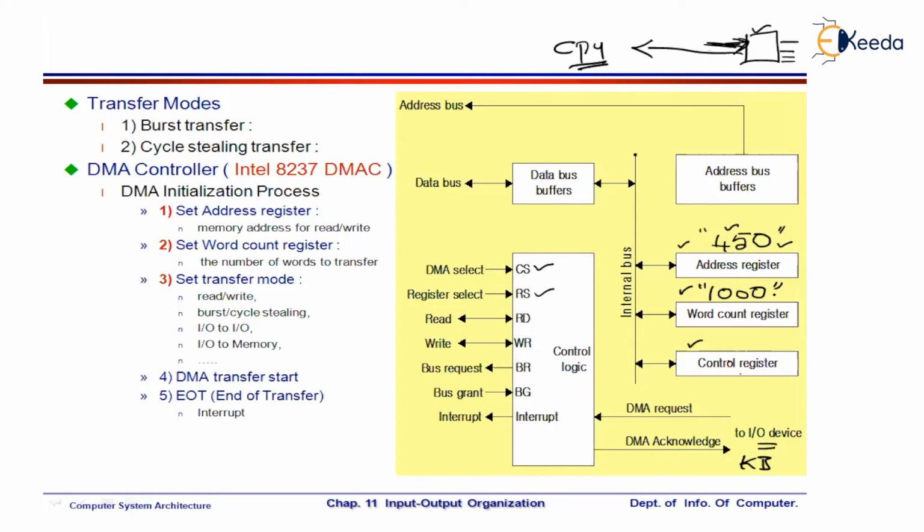Next, followed by the word count register. The word count register is going to state the number of words that are going to be transferred in this case. Finally, the control register, which states how the device has to be controlled. Okay, so it will be loaded here. After loading this, that means that the CPU has arranged. After all these are loaded, it means that the CPU has completely arranged the transfer.